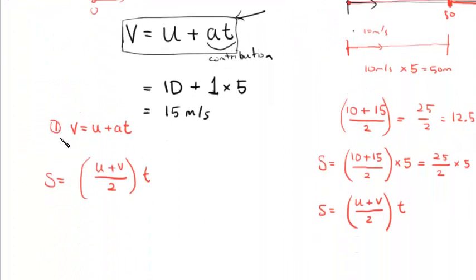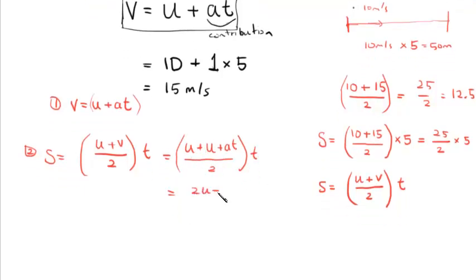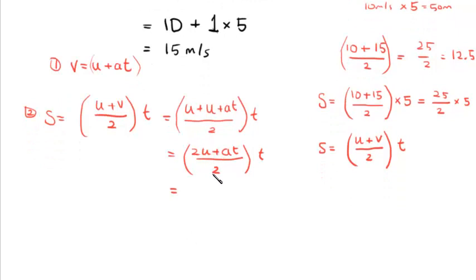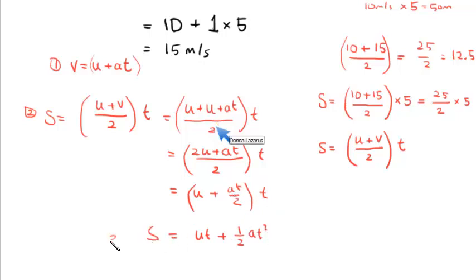What I'm going to do is plug the first equation into the second equation right here. So the final velocity is equal to this one, so replace this with all of this. So that's u plus u plus at, divided by 2, times the time. So this is equal to 2u plus at, divided by 2, times the time. You can see that this 2 and 2 cancel out. So this divided by this is just u, and this divided by this is at over 2, times the time. So that gives you ut plus half at squared. So that's the derivation of number 2.